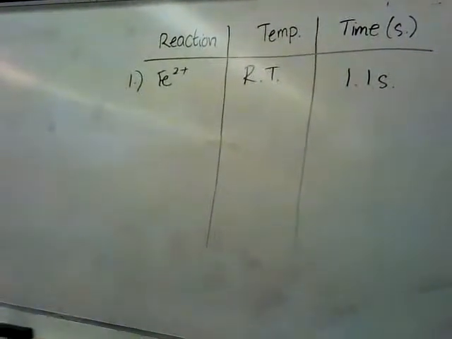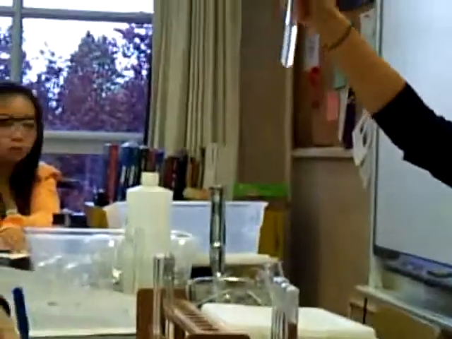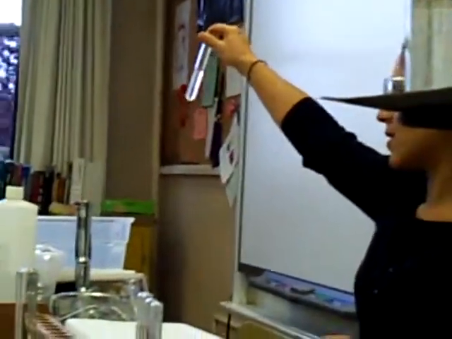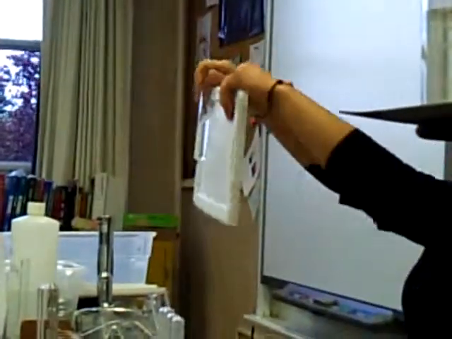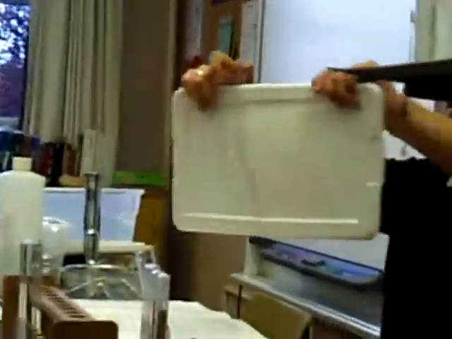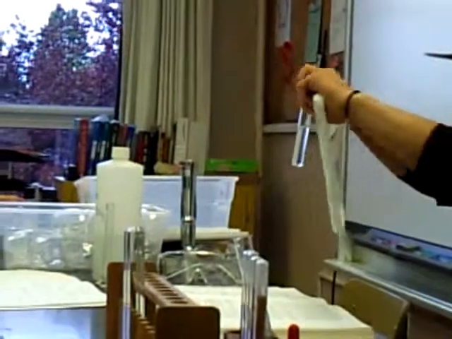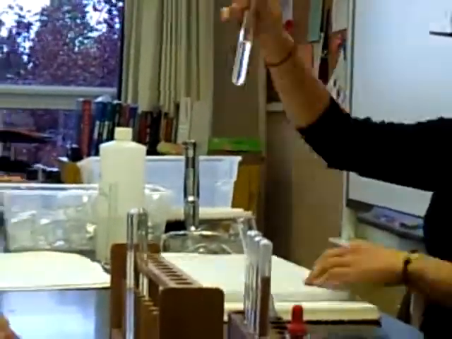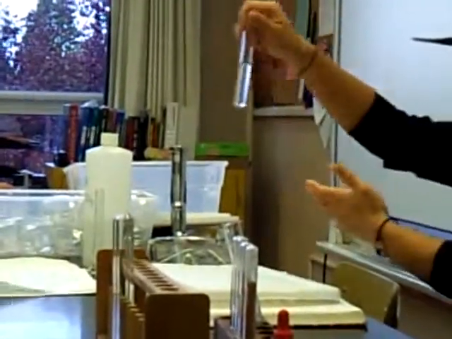So our next reaction is our oxalate solution. And we took a clever observation of this: what color is this? This is our oxalate. Clear. Transparent. That tells us how opaque or clear it is. But what color is it? It's colorless. There's no color.